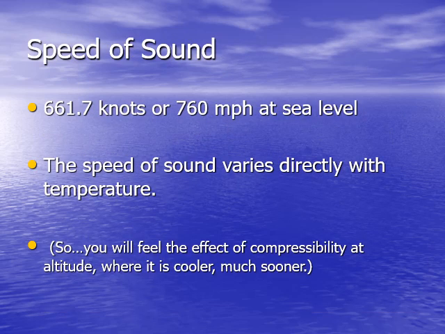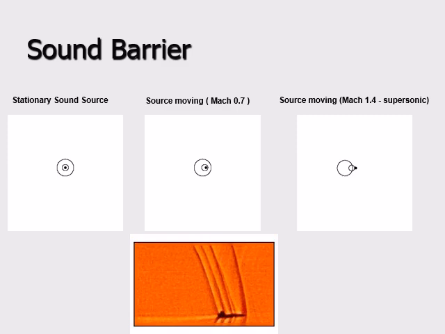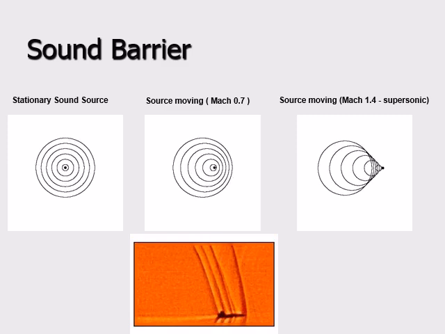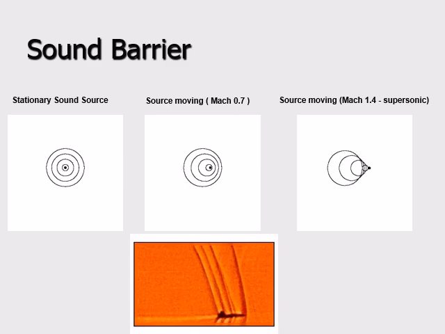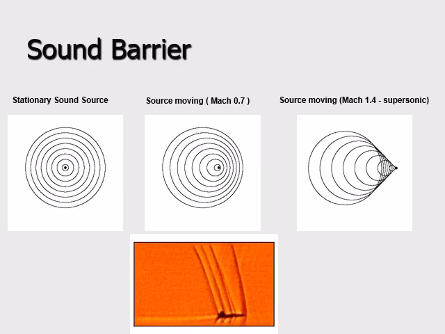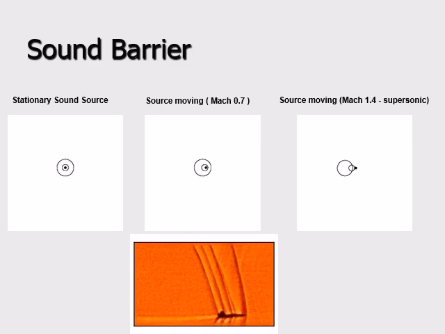At sea level, the speed of sound is approximately 760 miles per hour, or 661.7 knots. The speed of sound varies directly with temperature, meaning compressibility effects are encountered sooner at higher altitudes, where it's colder. As an aircraft approaches the speed of sound, air compression effects create resistance known as the sound barrier. This is where aerodynamic heating and shock wave formation become significant.